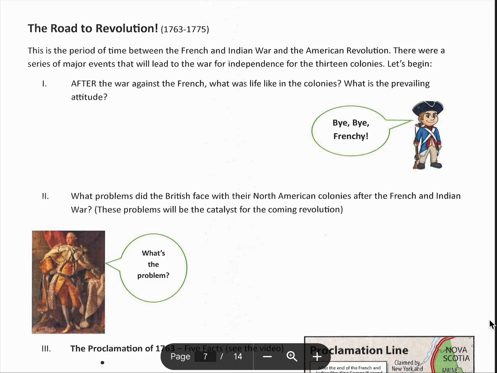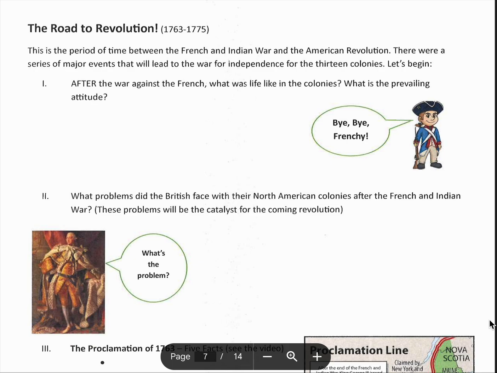The road to revolution. This is the period of time between those two wars, the French and Indian or Seven Years' War, and then the beginning of the American Revolution, where all these events take place: actions taken by the British government, Parliament, and their king, and actions taken by the colonists, back and forth, which of course leads to the American Revolution in 1775.